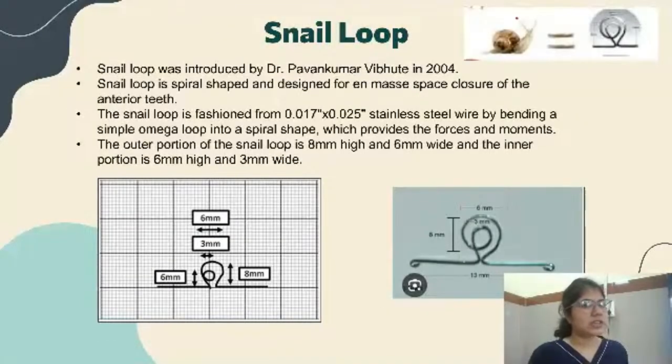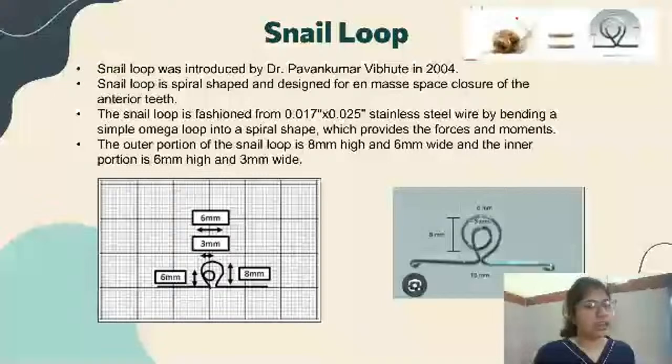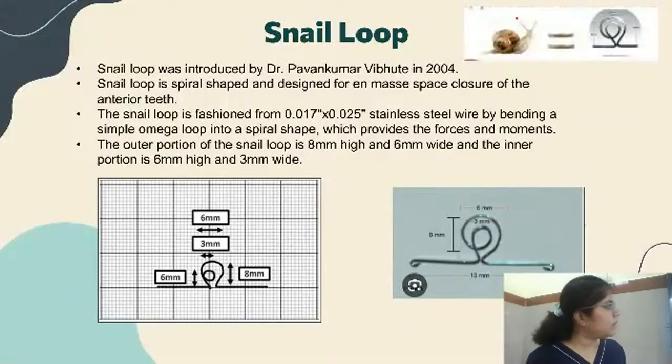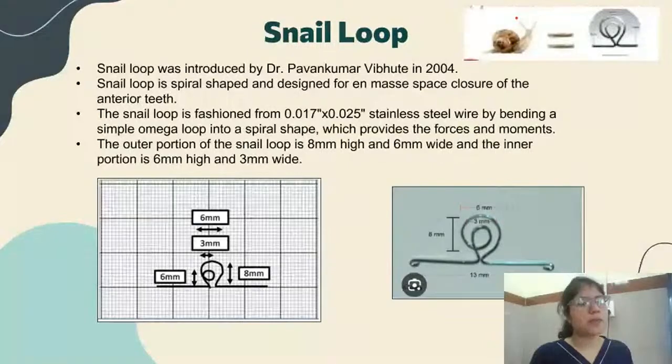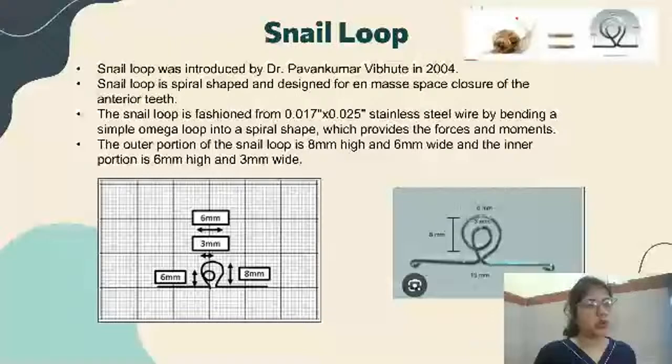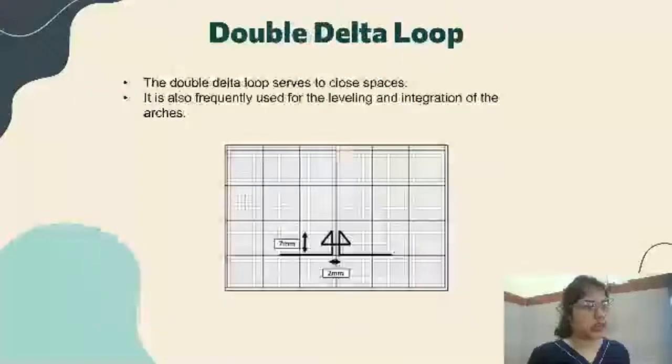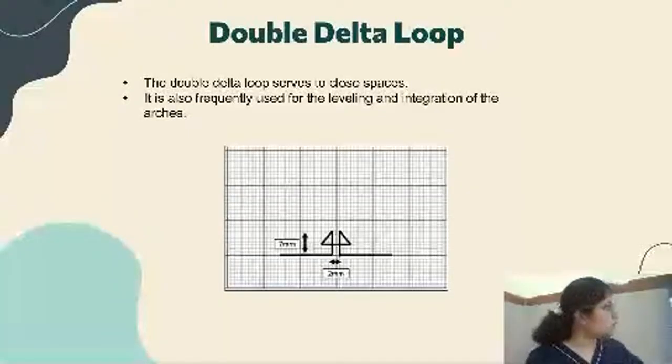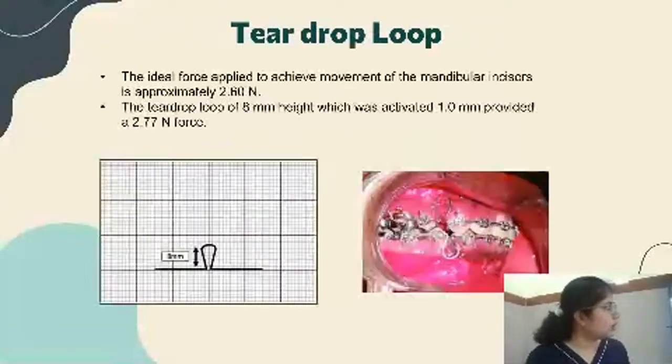Snail loop, this was given by Dr. Pavan Kumar Vibhuti in 2004. Snail loop is spiral shaped and designed for en masse space closure of the anterior teeth. The snail loop is fashioned from 1725 stainless steel wire by bending a simple omega loop into movements. The outer portion of the snail loop is 8 high and 3 wide. Then next is double delta loop. It serves to close spaces used for leveling and integration of the arches. So double delta loop is fabricated.